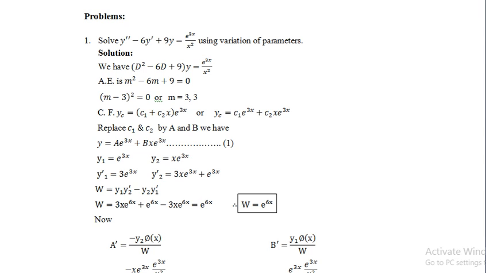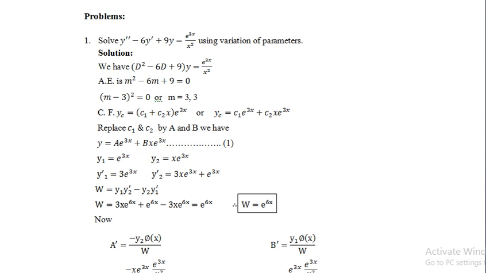Now find the roots of the quadratic equation, that is m minus 3 whole square, which gives m equal to 3 and 3. So the roots are equal. For its complementary function, we know that yc equals c1 plus c2 x, multiplied by e to the power 3x, that is c1 e to the power 3x plus c2 x e to the power 3x.